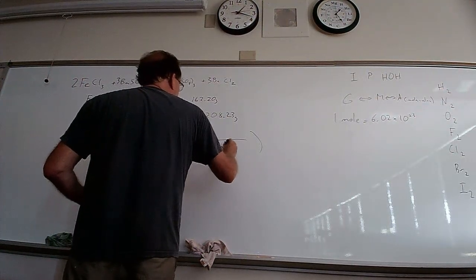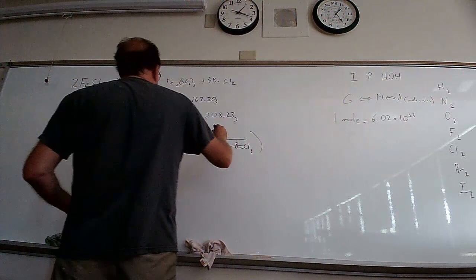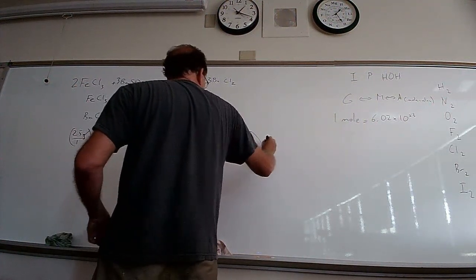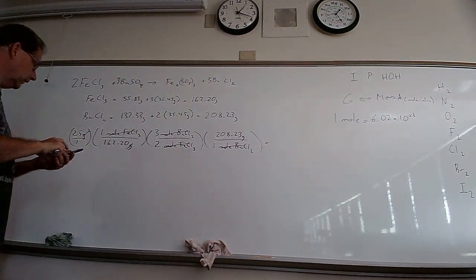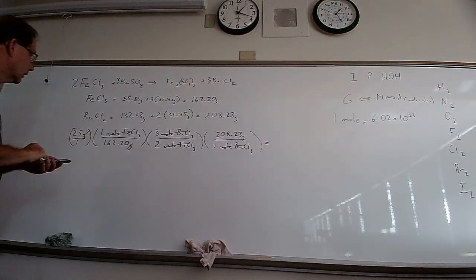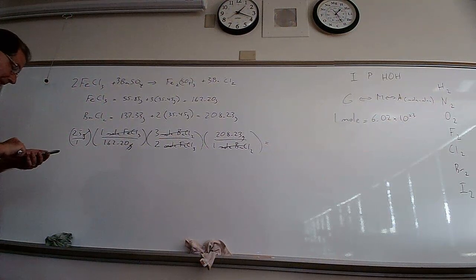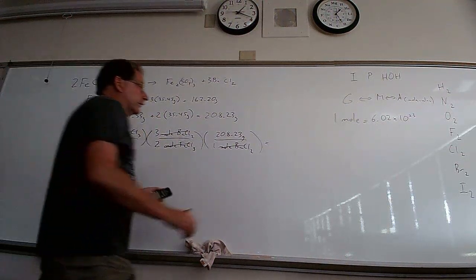So 1 mole BaCl2, and then 208.23 grams there. Oh, I'm sorry. So 25 times 3 times 208.23, divided by 162.2, and then divide it again by 2. And I get 48.14 grams.